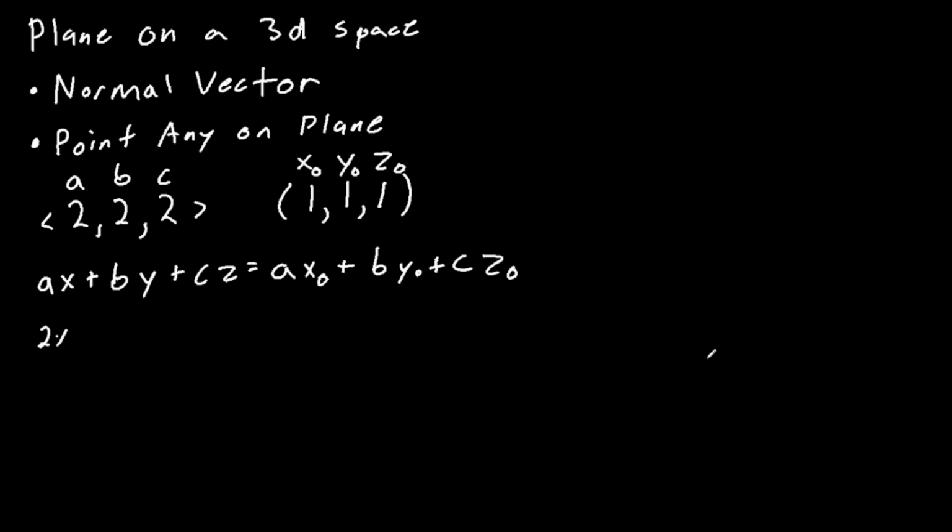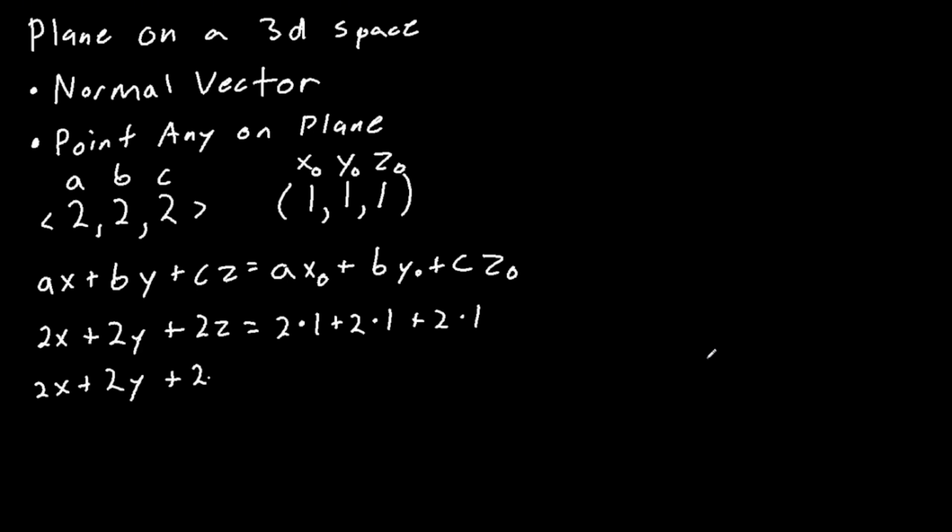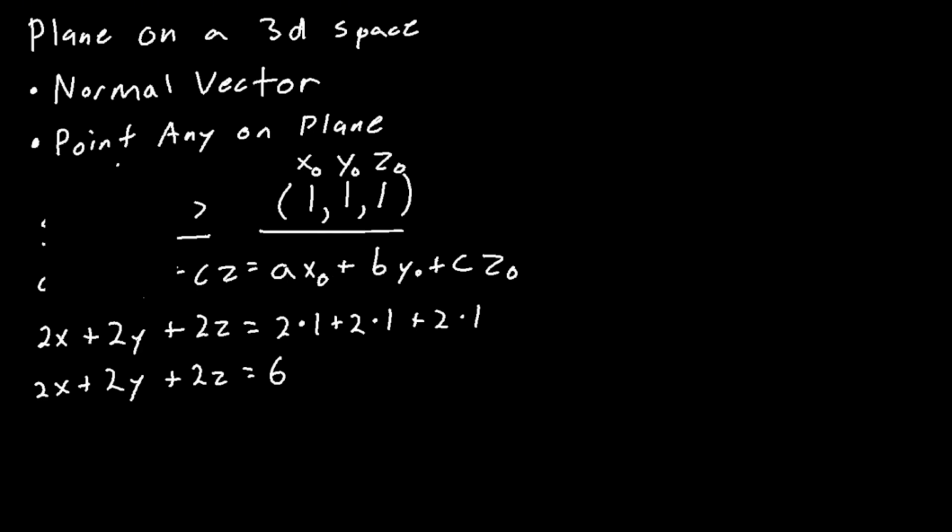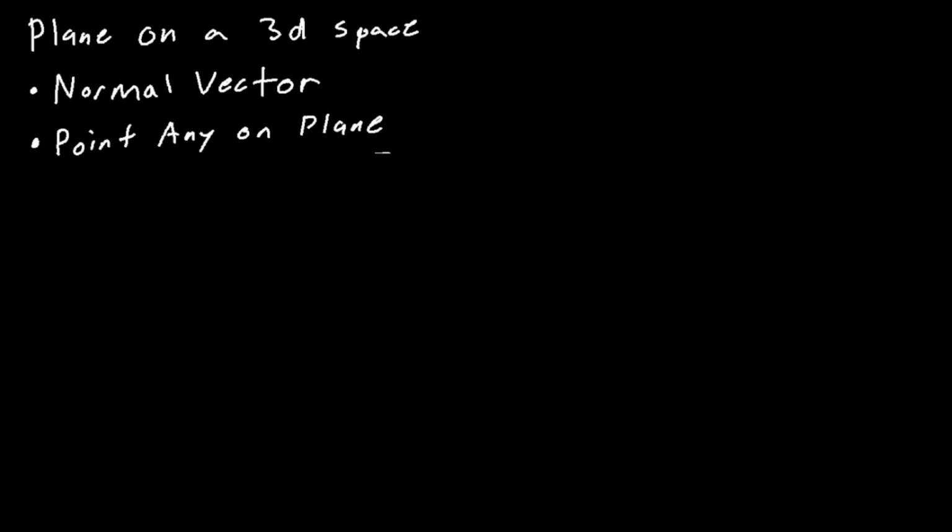So we just plug these in, honestly. We get 2x plus 2y plus 2z is equal to 2 times 1 plus 2 times 1 plus 2 times 1. As you simplify everything, you get 2, 2, 2, add together, you get 6. So this is the equation for the plane given by a normal vector 2, 2, 2 with a point at 1, 1, 1. Let's go ahead and try another one without such confusing numbers.